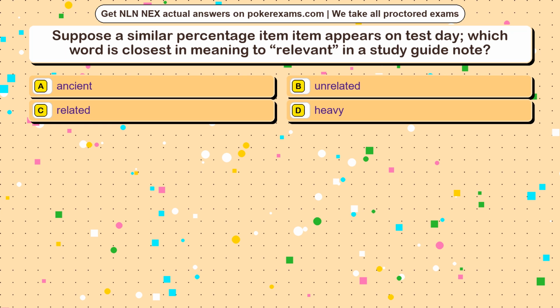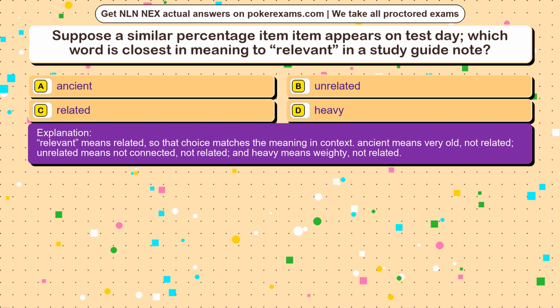The correct answer is option C. Relevant means related, so that choice matches the meaning in context. Ancient means very old, not related. Unrelated means not connected, not related. And heavy means weighty, not related.